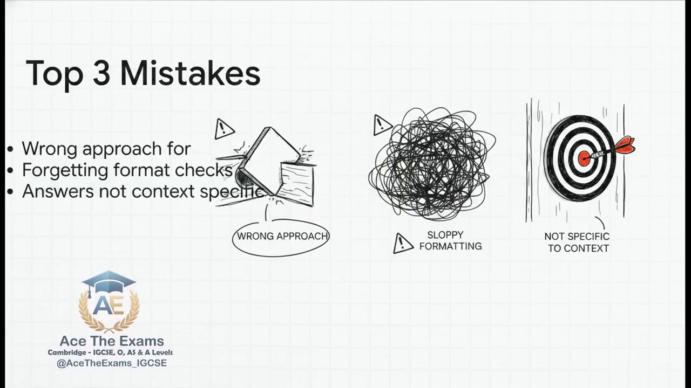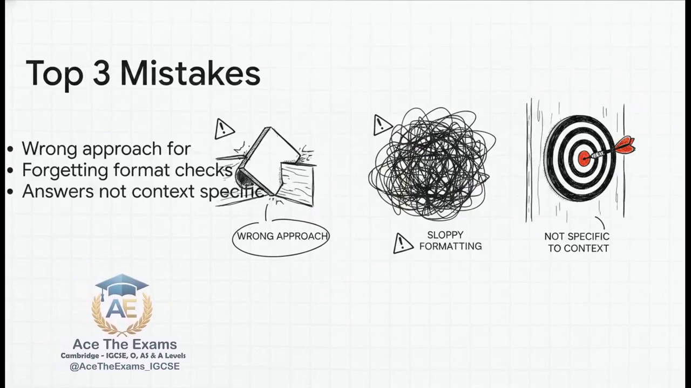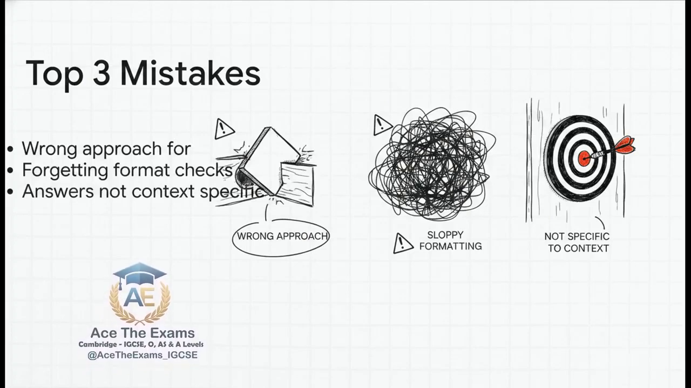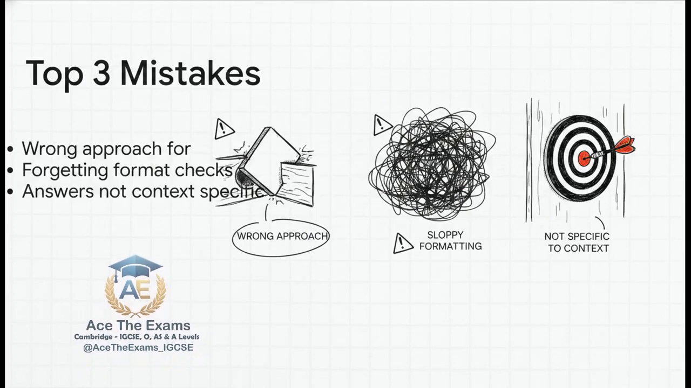So let's formalize this into our final system. Here are the top 3 mistakes from the examiner reports. Number 1, using the wrong approach. Number 2, forgetting format checks. Number 3, answers not specific to the context.